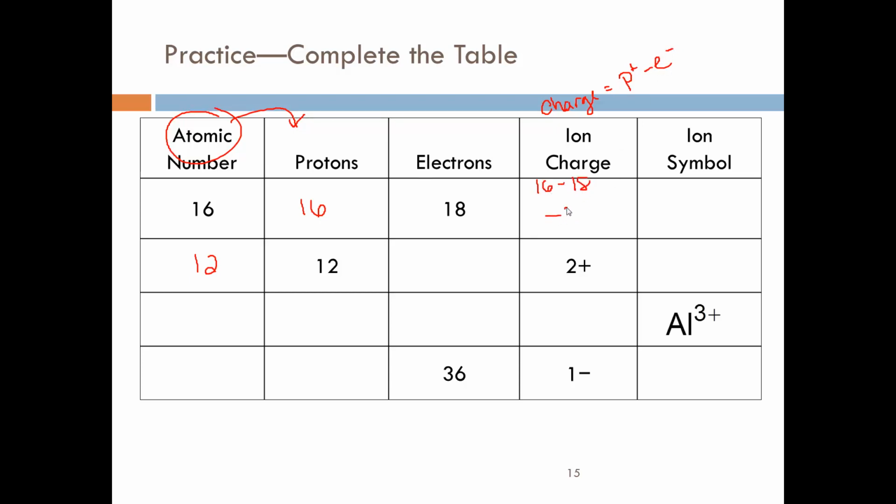Here, we can figure out the number of electrons by saying the charge, once again, is equal to protons minus electrons, which means electrons must equal the protons minus the charge. So, we know we have 12 protons here, minus the charge, which is 2, which gives us 10 electrons.